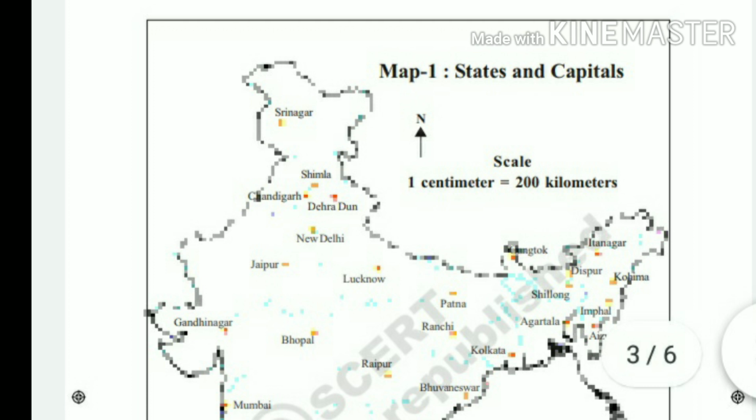1800 kilometers, sorry. The distance between Hyderabad and Gandhinagar is 5 centimeters. So 5 centimeters into 200 kilometers equal to 1000 kilometers. Okay. So the distance between Hyderabad and Thiruvananthapuram is 5.5 centimeters. 5.5 centimeters into 200 kilometers equal to 1100 kilometers. So we have to find like that.